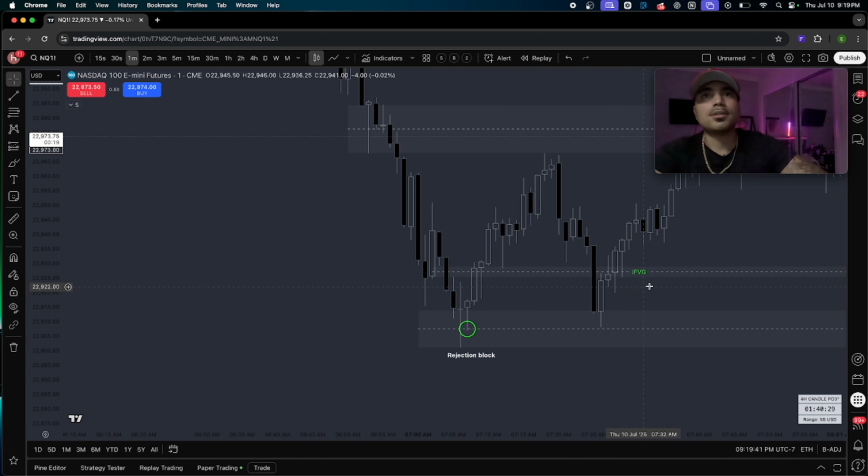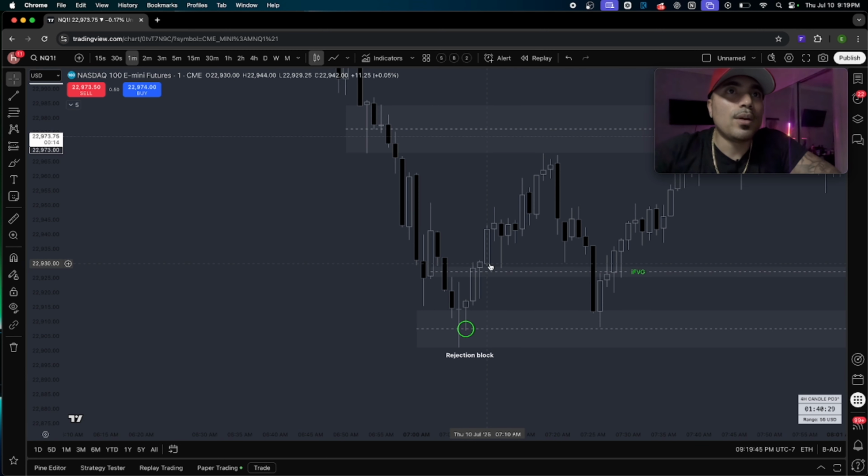Alright, so this is an IFEG, inverse fair value gap. Once price, I was already in, I'm not gonna lie, I got in right in this little area once I saw this rejection block. And then I was already in with like 15 contracts, 15 micros. So I was banking on this to get inverted.